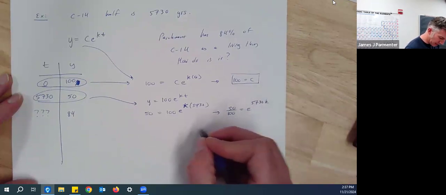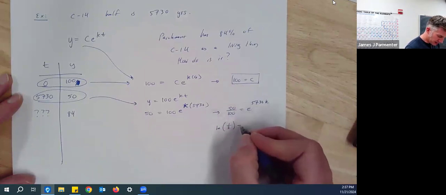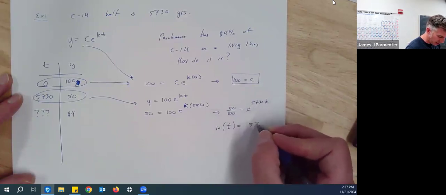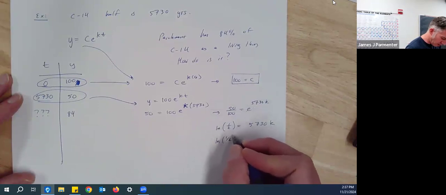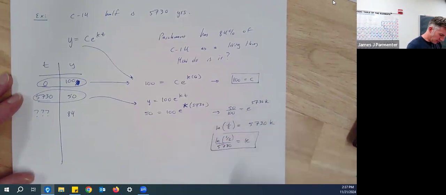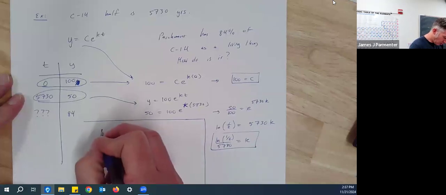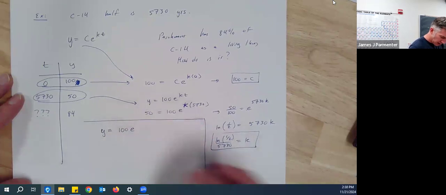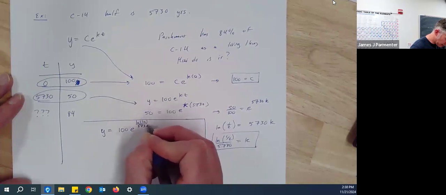Take the natural log of both sides. The natural log of 1/2 or 0.5 is equal to the natural log of all this, but the natural log of e to the something is just the something. And then divide by 5,730 to get the natural log of 1/2 over 5,730 is equal to k. So now we have our fully fledged model of exponential decay. Y at time t is equal to 100 e to the natural log of 1/2 over 5,730 times t.